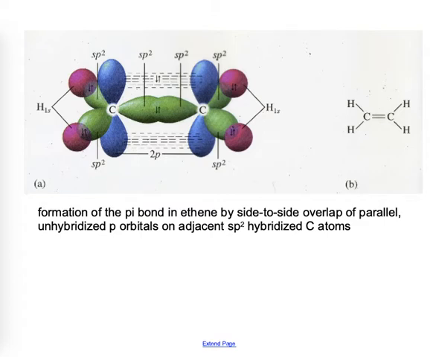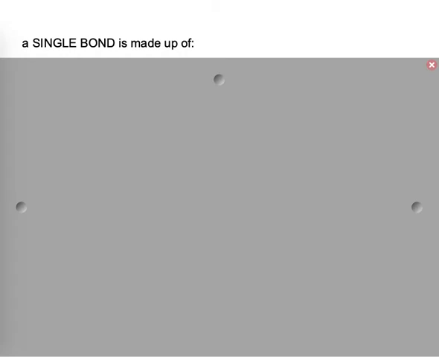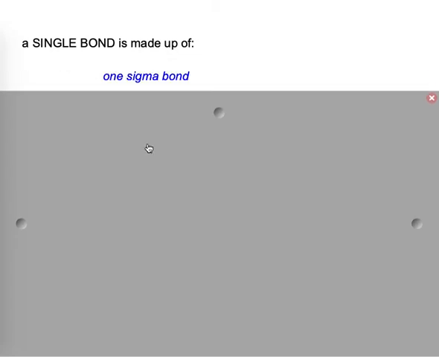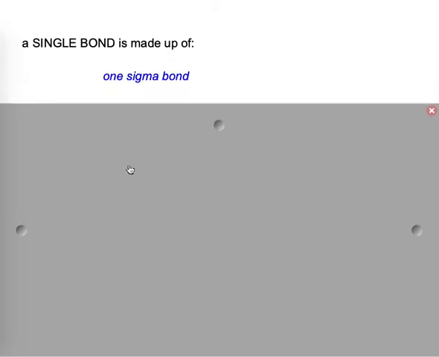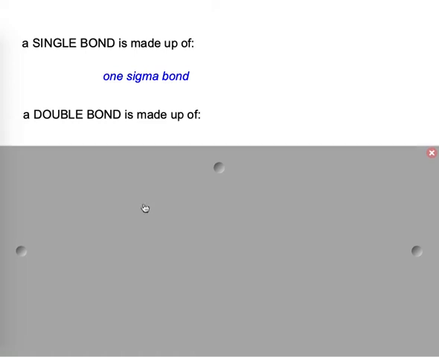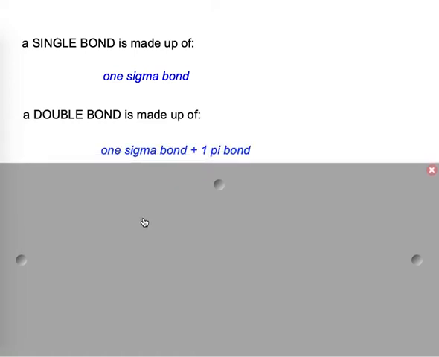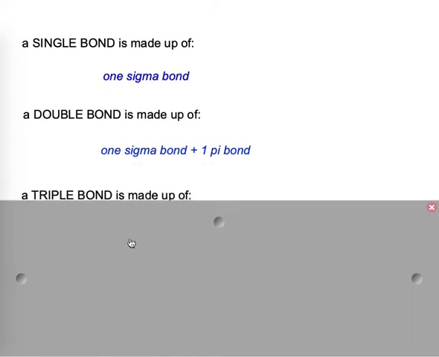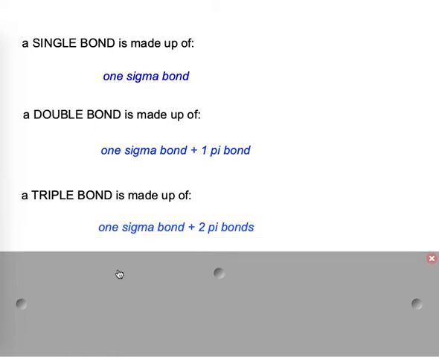So here we see formation of the pi bond by side-to-side overlap of parallel unhybridized p orbitals on adjacent sp2 hybridized carbon atoms. So a single bond is made up of 1 sigma bond. A double bond, as we saw in ethene, C2H4, is made up of 1 sigma bond plus 1 pi bond. What's a triple bond made up of? You guessed it, 1 sigma bond and 2 pi bonds.